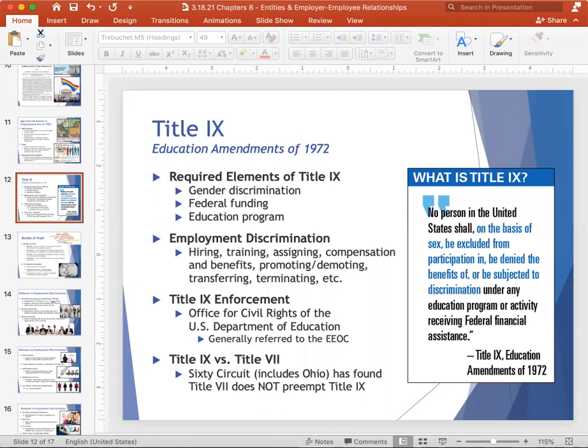So in the state of Ohio, we are in the 6th Circuit, and the 6th Circuit has found that Title VII does not preempt Title IX. What that means is that you are permitted to pursue a complaint under Title VII and/or Title IX, whereas there are other circuits that indicate that Title IX is preempted by Title VII.